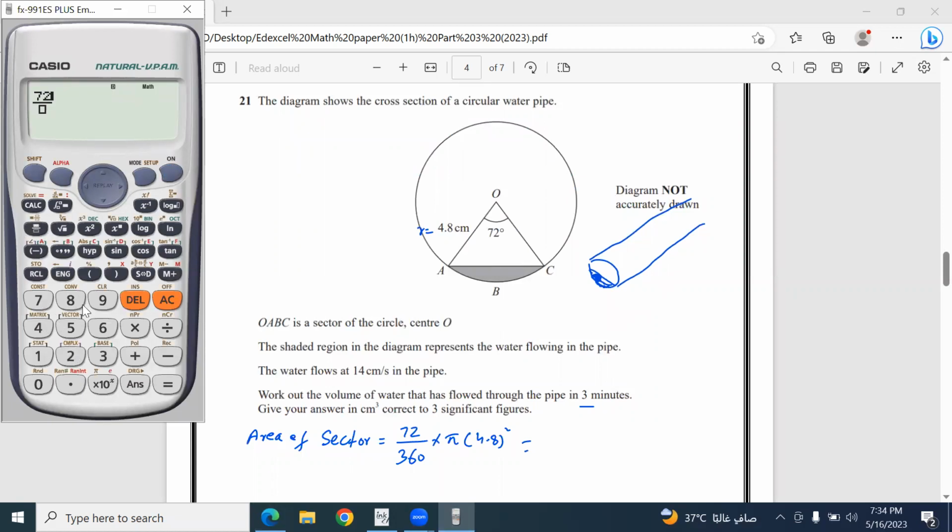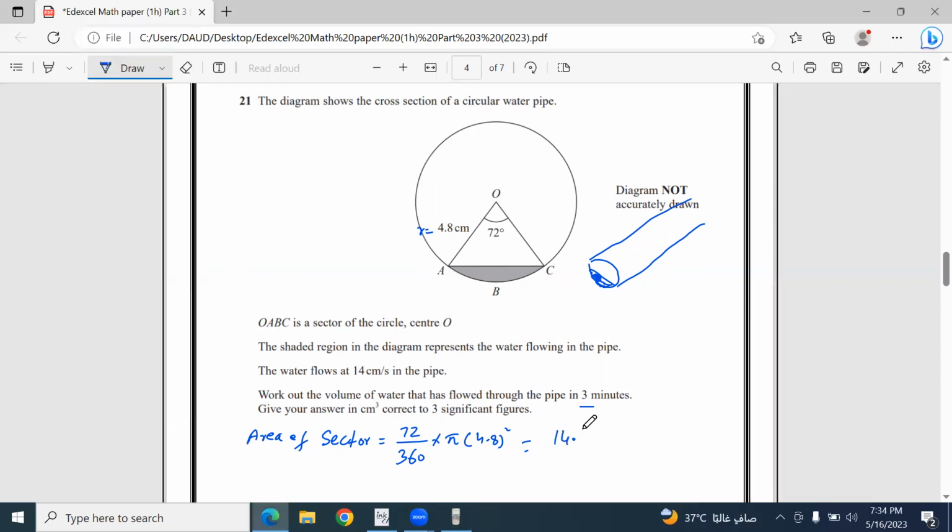72 divide 360, multiply shift pi, bracket open 4.8 squared, that gives us 14.47. So we round off to one decimal place: 14.5 centimeter square area.